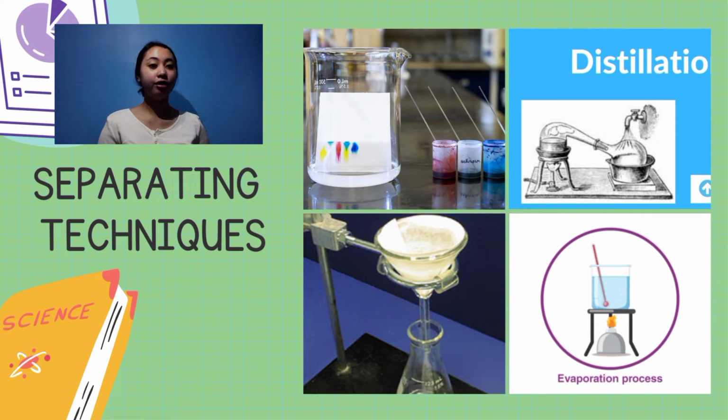Therefore, there are several types of separation techniques, namely chromatography, distillation, evaporation, and filtration, that are used in segregating a mixture of substances. As for the need for separation, it is usually done to remove all the unwanted materials and to obtain useful components. And so, let us discuss them one by one.